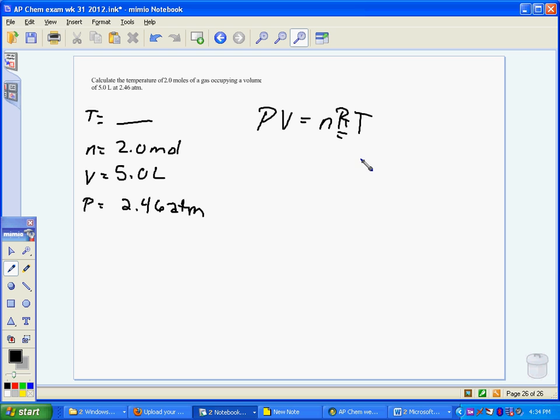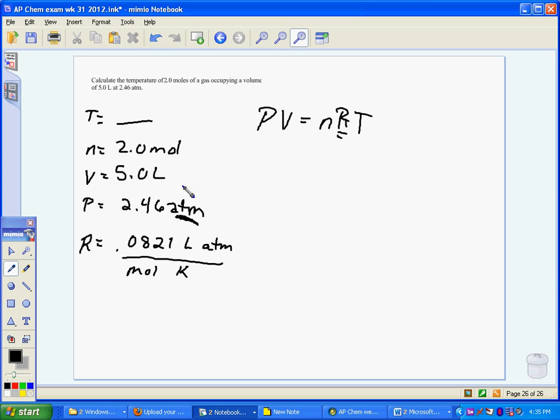And so remember, there's several different versions of R, but the one that we want is going to include this pressure, atmospheres. And the reason we want to use that value of R is if we don't, then we're going to have to convert this to something else. So it's easy to just choose the value of R that is written in terms of atmospheres. And that number would be 0.0821 liters times atmospheres over mole Kelvin.